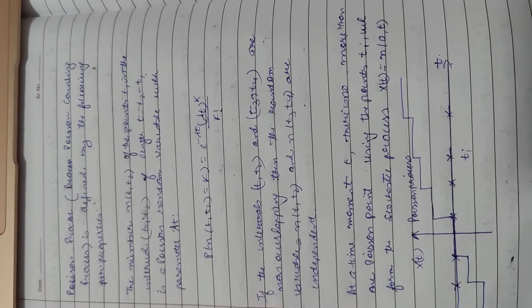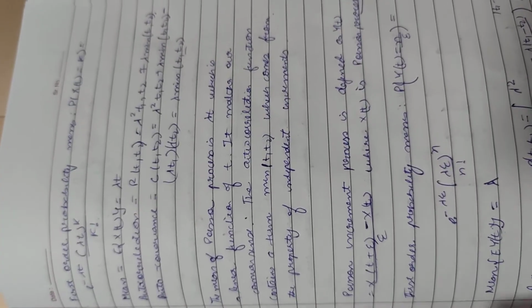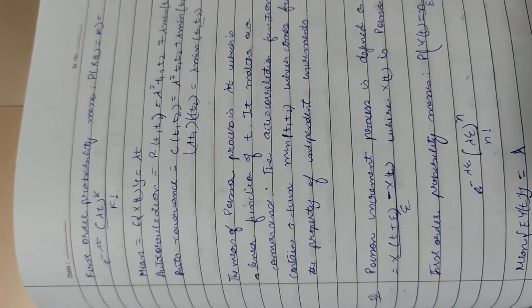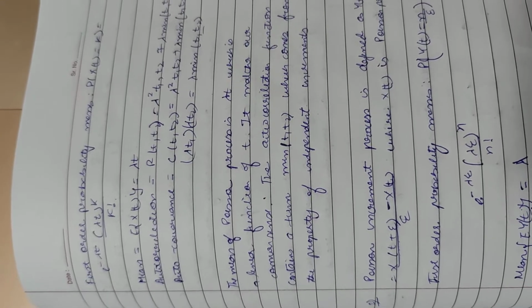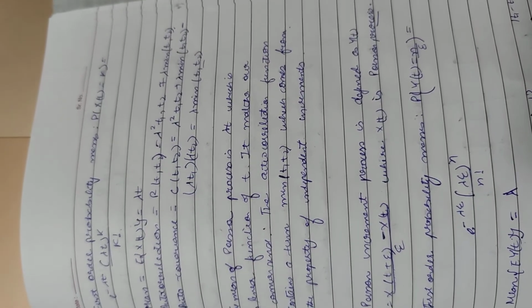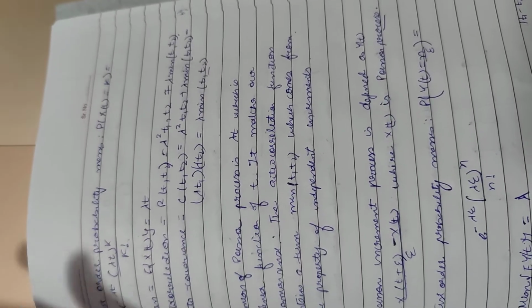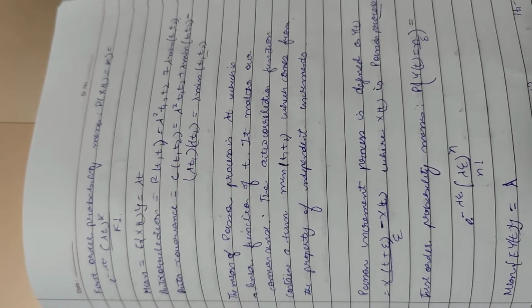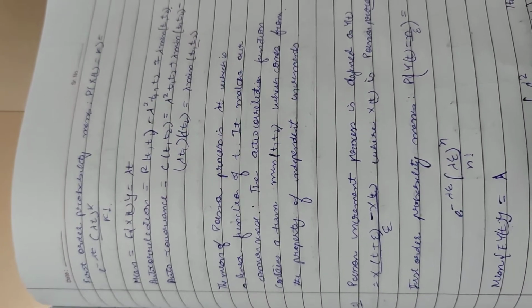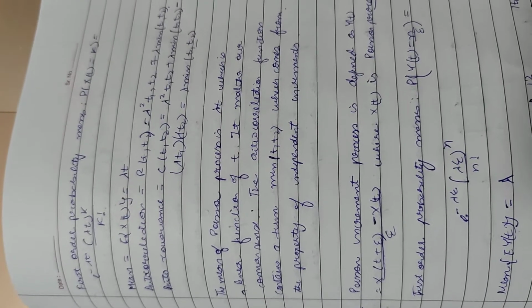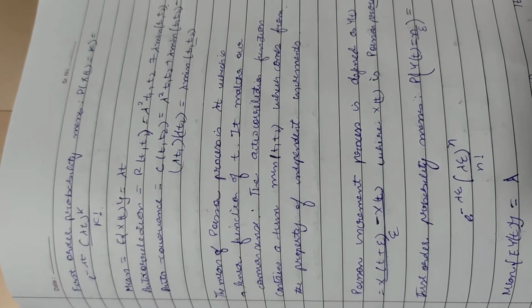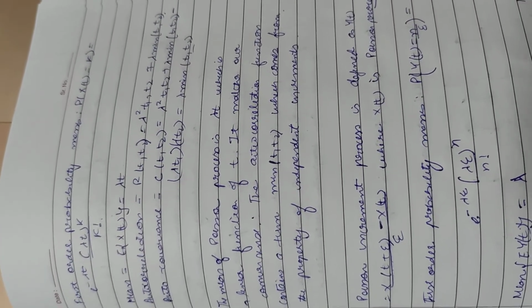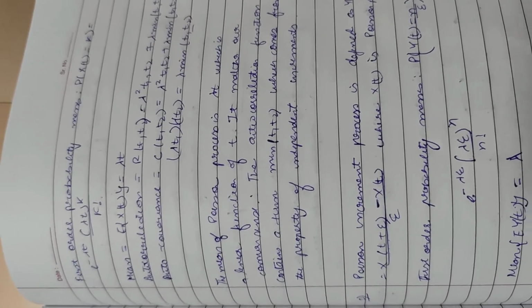And second, first order probability mass: p of x of t equal to k is equal to e power minus lambda t into (lambda t) power k by k factorial. So mean we get is lambda t, autocorrelation we get is lambda square t1 t2 plus lambda minimum of t1, t2, autocovariance is lambda minimum of t1, t2, and thus we can conclude the mean of Poisson process is lambda t, which is a linear function of t. The autocorrelation function contains term minimum of t1, t2, which comes from property of independent increment.